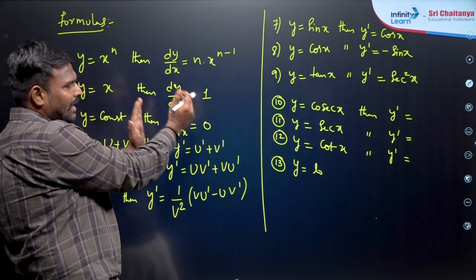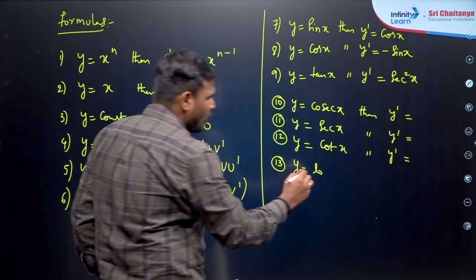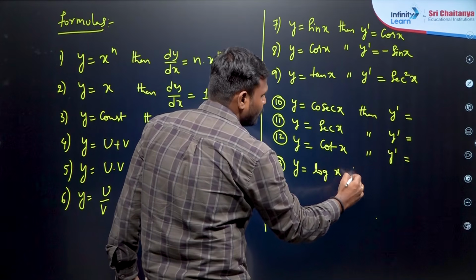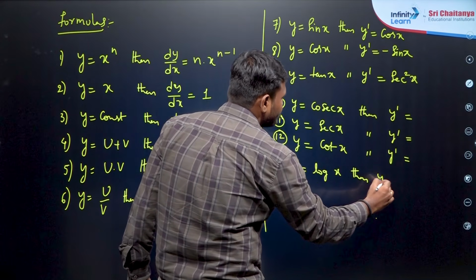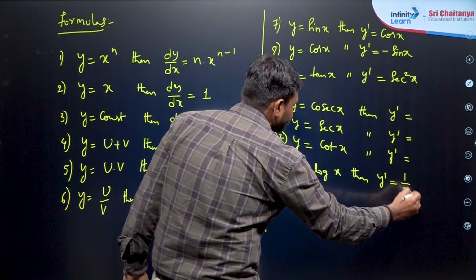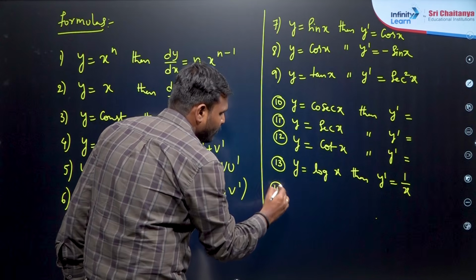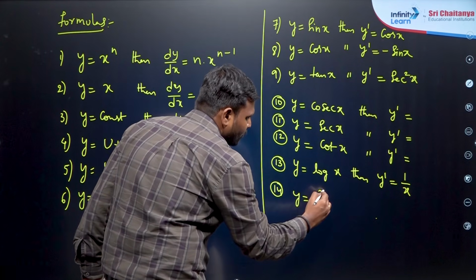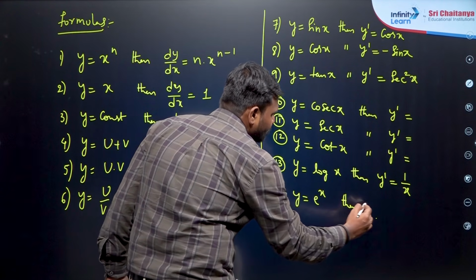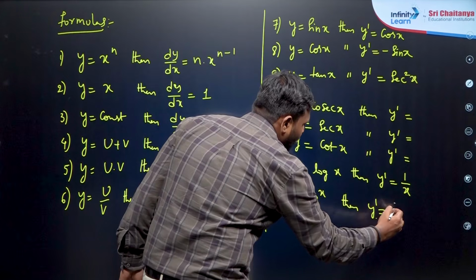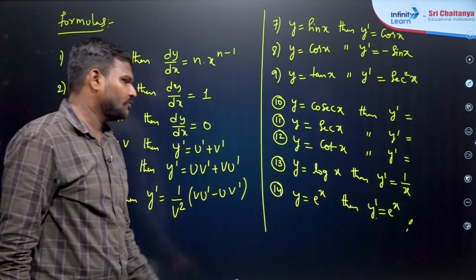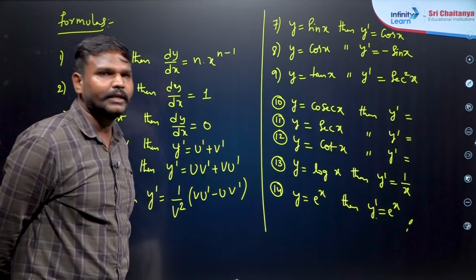Algebraic functions and their derivatives. Logarithmic function and its derivative is what, sir? 1 by x. Next, e power x. Exponential function does not change. E power x derivative will be still e power x.